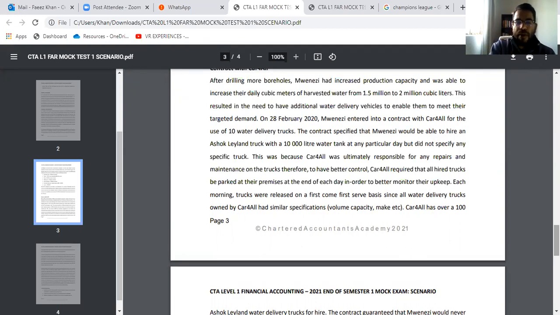IFRS 16 does talk about this issue, okay? And it will still be a lease. It will still fall within IFRS 16, even though the specific vehicle is not specified. Why? Because it's hundreds of the same vehicles. It's very impractical to specify it. So because it's hundreds of the same vehicles, it will still contain a lease.